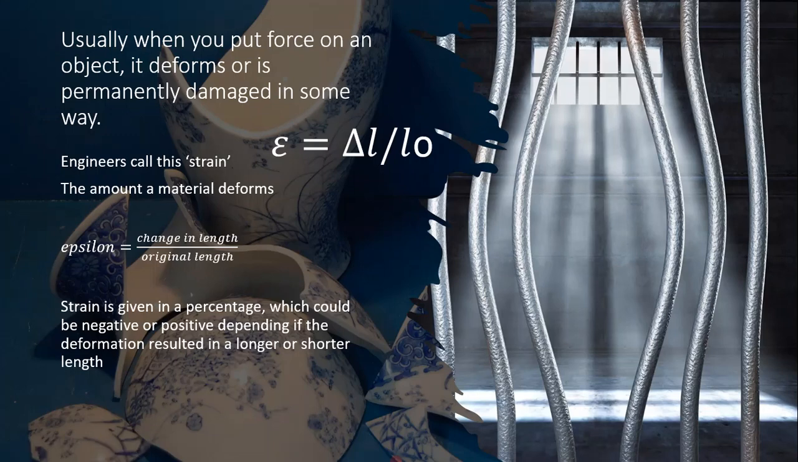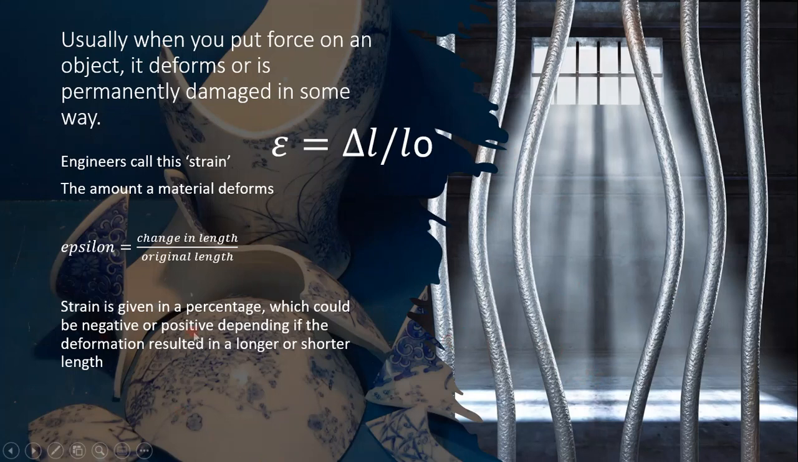So next up is strain. Now, usually when you put force on an object, it deforms or is permanently damaged in some way. So when this phenomenon happens, engineers call it strain, and it measures the amount a material deforms. So it is calculated by the change in length over the original length. This is axial. Strain can happen in many directions, but this is just a general overview of stress and strain.